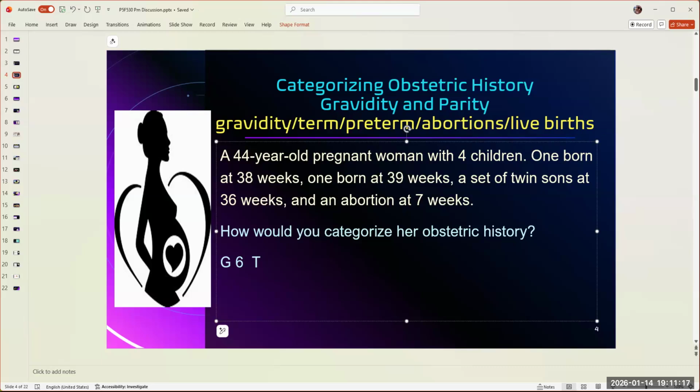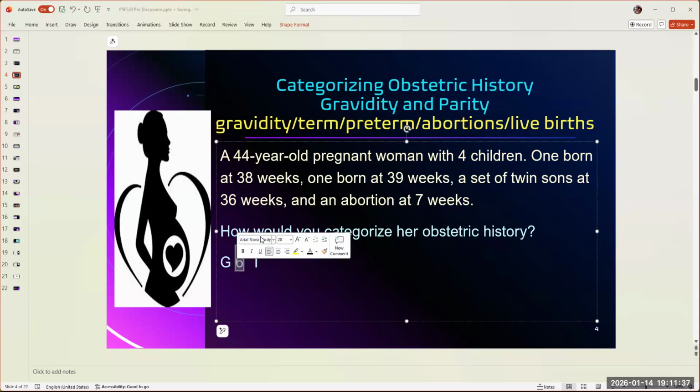One was born at 38 weeks. One was born at 39. She got a set of twins. You only count that one time. And that's an abortion at 7. And then she's pregnant. That's 5. It's saying how many pregnancies, not children.